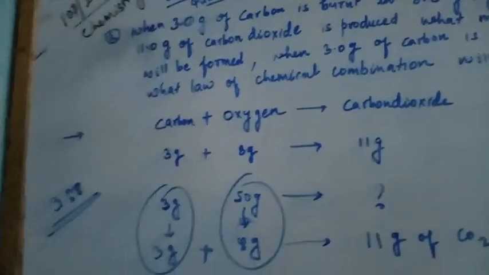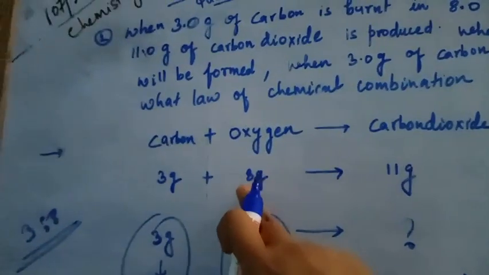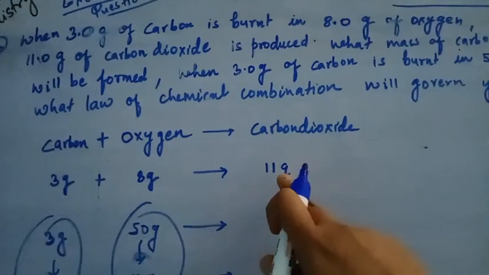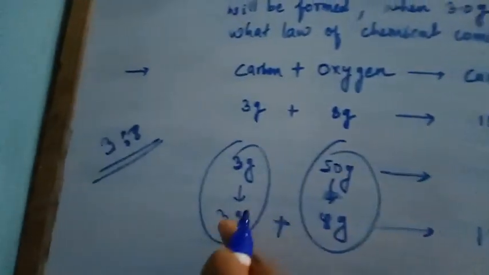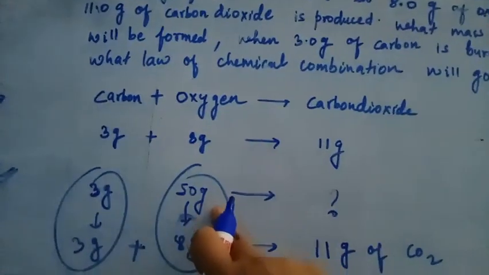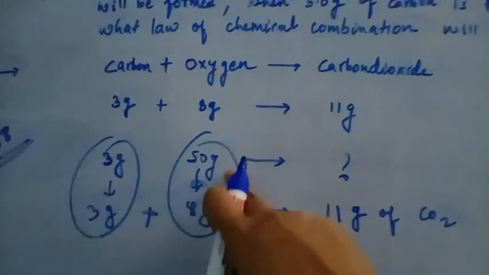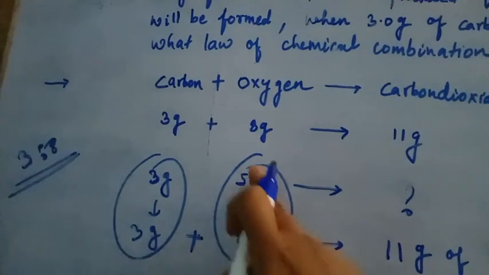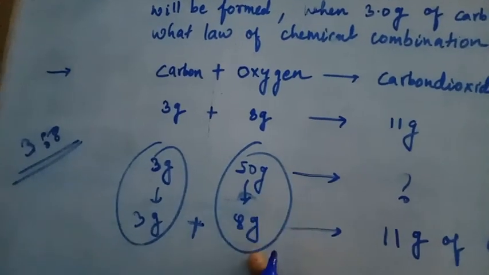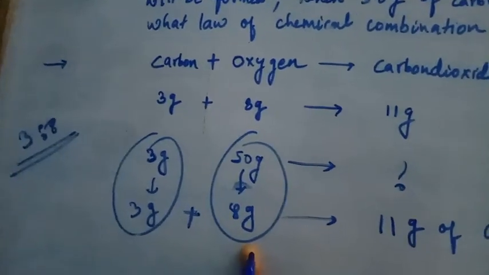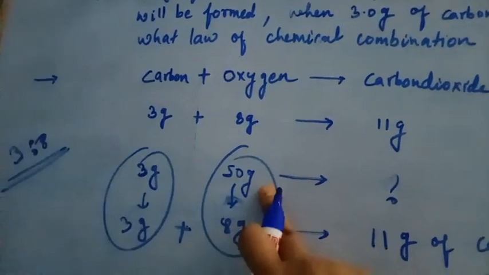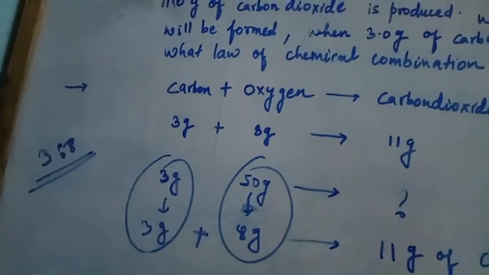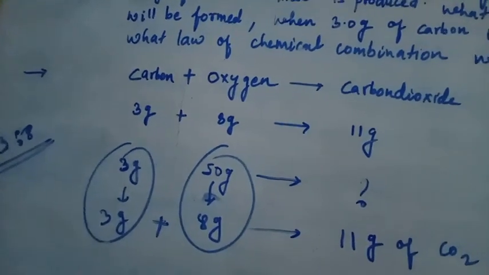You can just see 3 grams reacts with 8 grams of oxygen to form 11 grams, and 3 grams of carbon with 50 grams of oxygen again gives you 11 grams of carbon dioxide, because out of 50 grams of oxygen only 8 grams are getting used in the reaction. The rest, 42 grams, is unused in the reaction. It will be as it is.